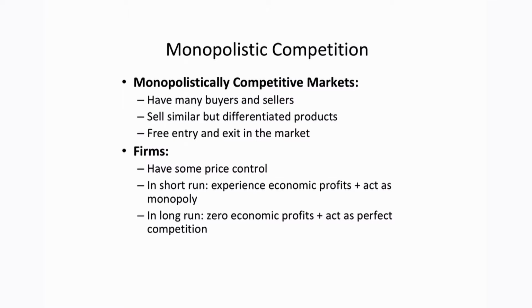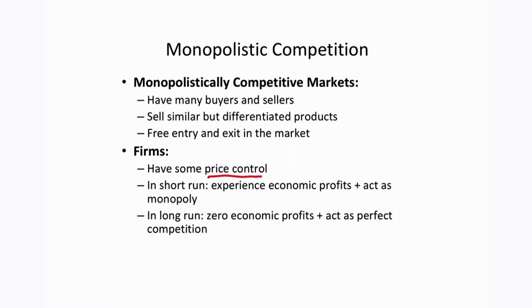These characteristics of the market tell us that the firm has some price control because their product is slightly different than their competition. In the short run, what we'll see is that the firm can experience positive economic profits and act as a monopoly. On the other hand, in the long run, because of free entry and exit into the market, the long run equilibrium is going to yield zero economic profits, and the firm is going to act as a firm in perfect competition.